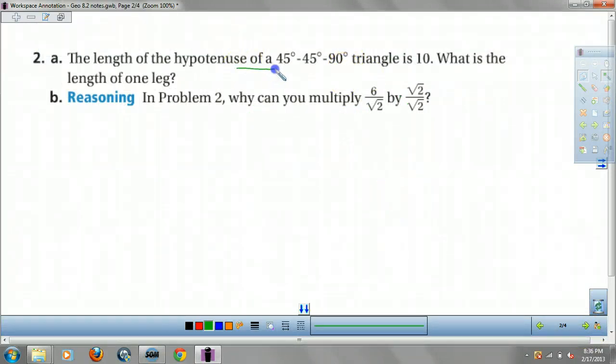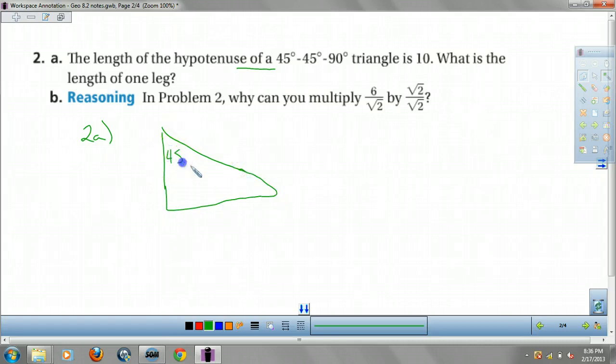Now they give you the length of the hypotenuse. Very interesting. Let's take a look at this. Draw our 45, 45, doesn't matter. Hypotenuse is 10. Well, I know if this is hypotenuse, then this is x, and this is x, right? So now I have to solve for x. 10 equals x square root of 2.